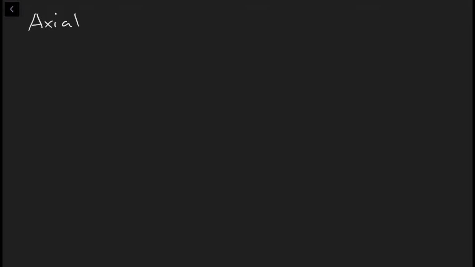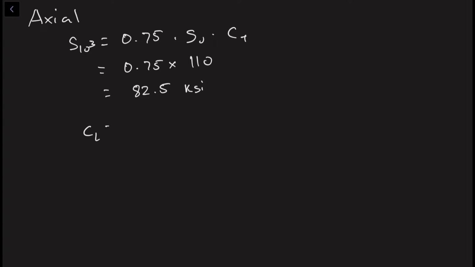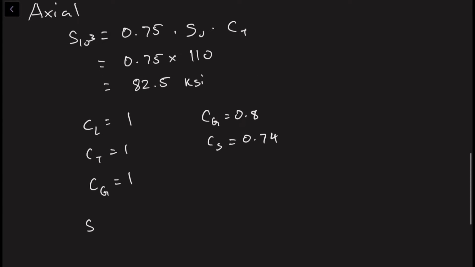For axial loading, we use slightly different values. Axial loading's S10^3 is equal to 0.75 times Su, which is equal to 82.5 ksi. In this case, the CG is equal to the average of 0.7 and 0.9, which is 0.8, and CL is equal to 1. Other than these two values, the other coefficients are the same. Putting these into the equation gives us 32.6 ksi.